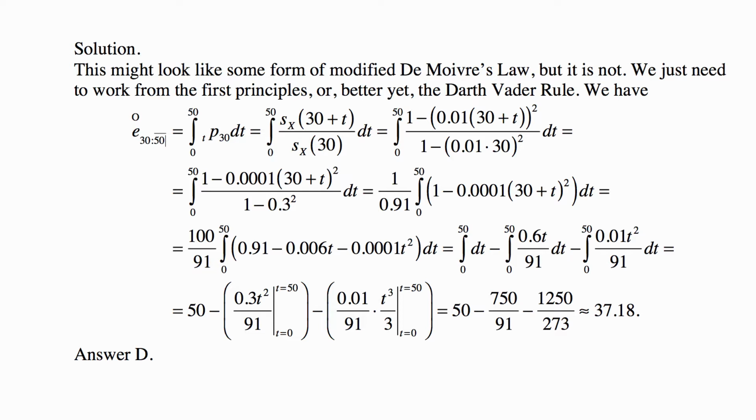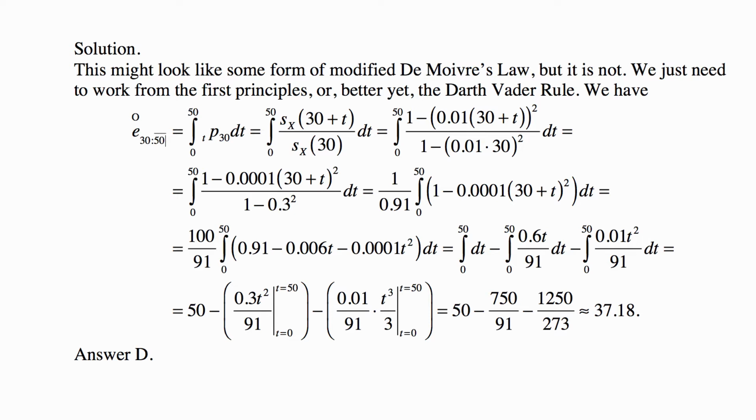And it's 1 minus 0.01 times the age, the whole thing squared. So we plug in those numbers, and of course 0.01 squared is 0.0001. 0.3 squared is 0.09, so 1 minus 0.09 is 0.91. So we have 1 over 0.91 in front, that's a number, and inside we need to calculate this integral.